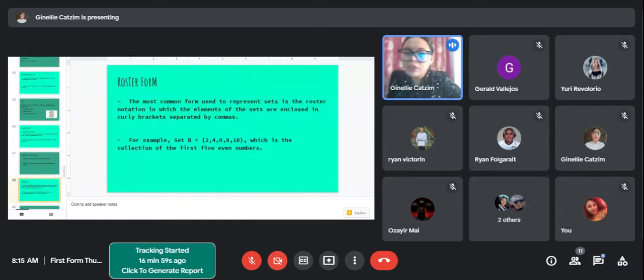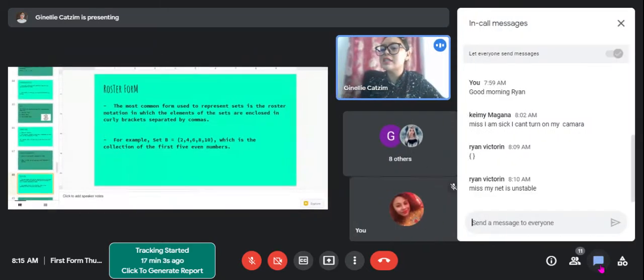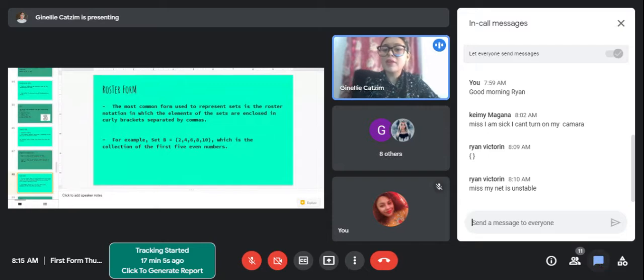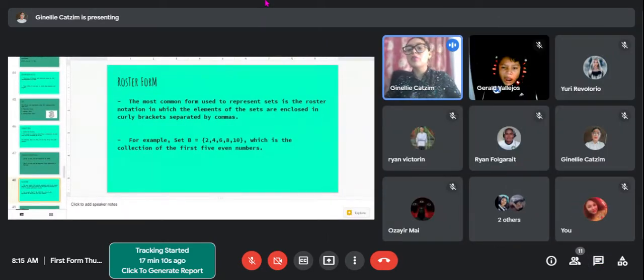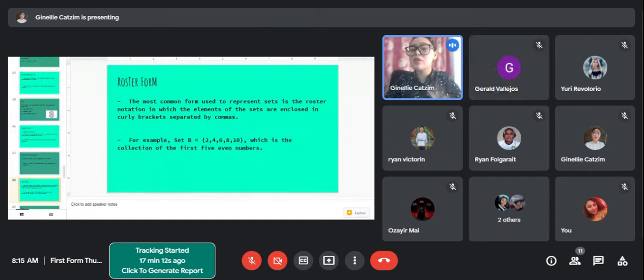Now we have the roster form. This is the most common form used to represent sets, right? Why? Because it's the notation in which the elements of the set are enclosed in curly brackets separated by commas. This is just what we did in our little activity, right? We represented one set with curly brackets and commas.